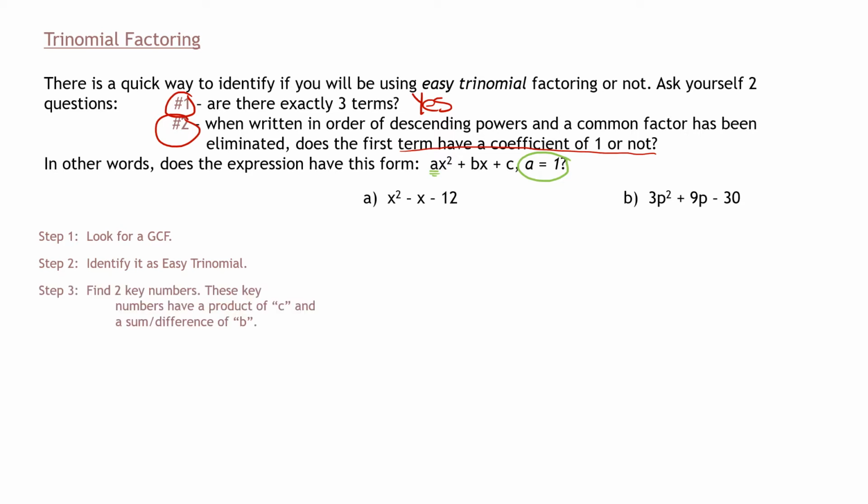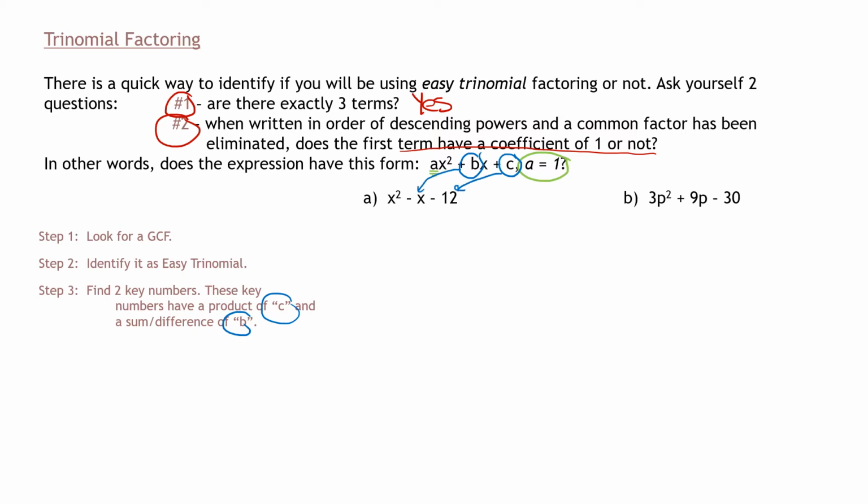Now what we have to do with it is find two key numbers. These key numbers have a product of C and a difference of B. Where are those letters coming from? Well, they're coming from right here. I'm circling them here. There's your B and there's your C. In this case, C is the 12, B is a -1.